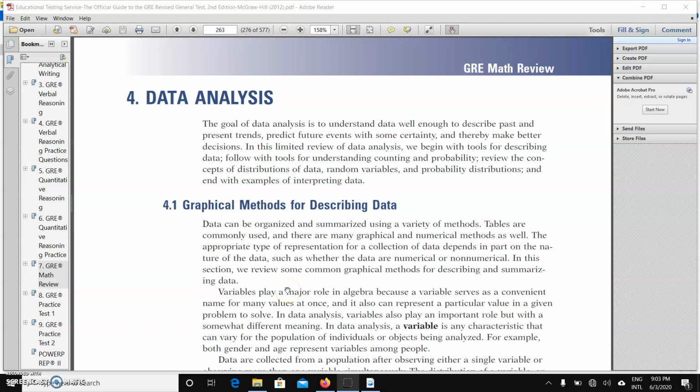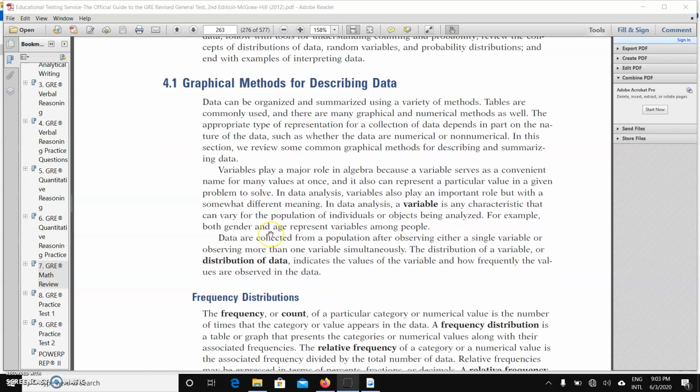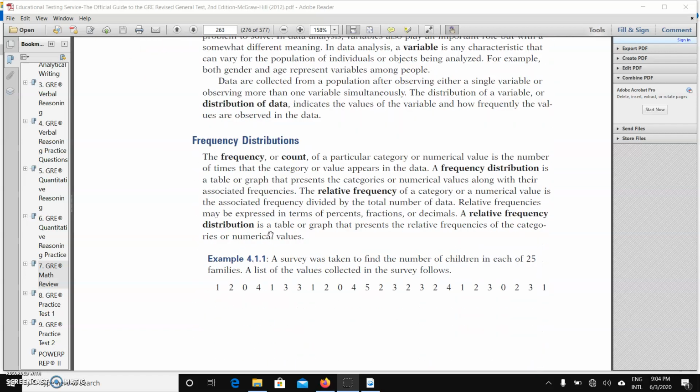Okay, this is the last topic in mathematics, data analysis. When you're talking about data analysis, you're just talking generally about how to interpret data, how to see graphs or diagrams, statistical drawings or data to make predictions and analysis. So there are a lot of ways you can do that.